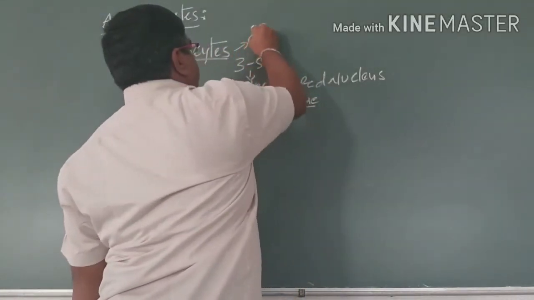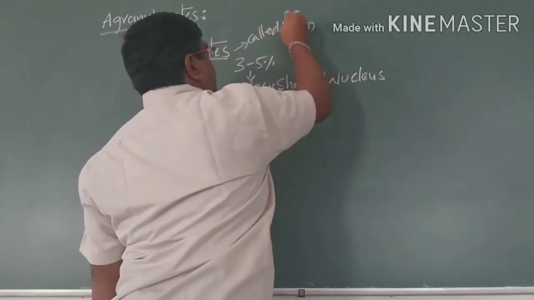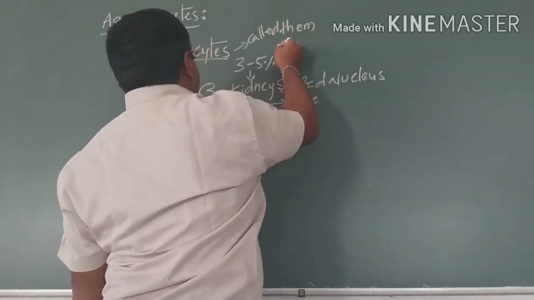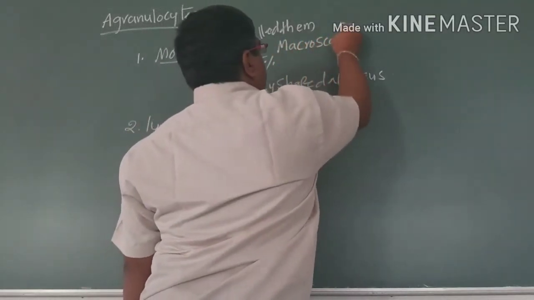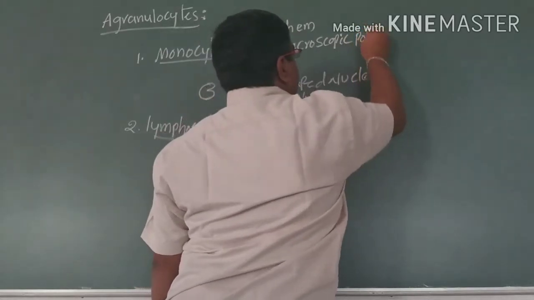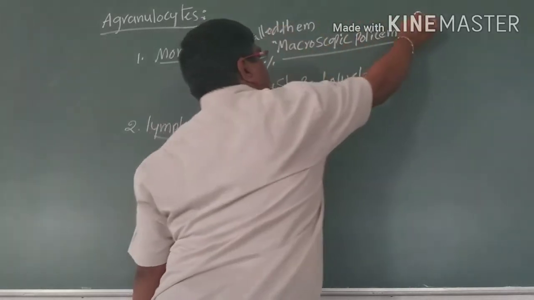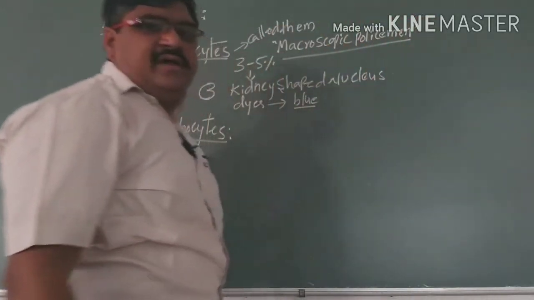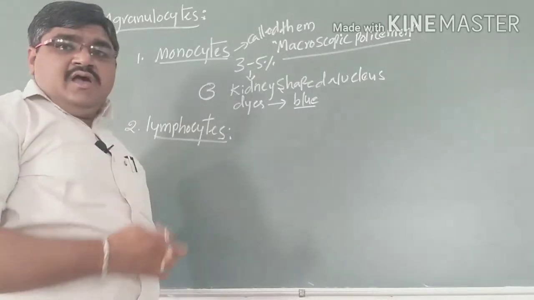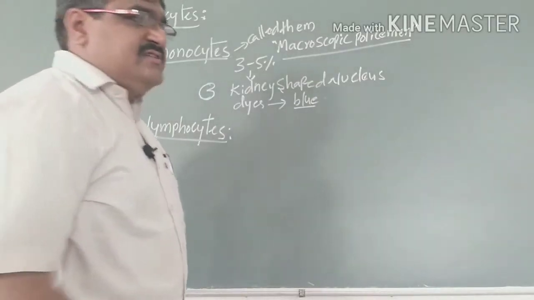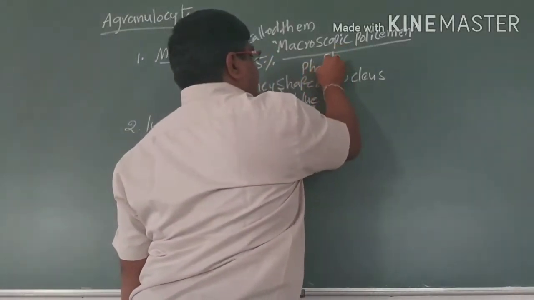We can call them macroscopic policemen. That means neutrophils we can call microscopic policemen, and the monocytes we can call macroscopic policemen, where these are also helpful in the process of phagocytosis.